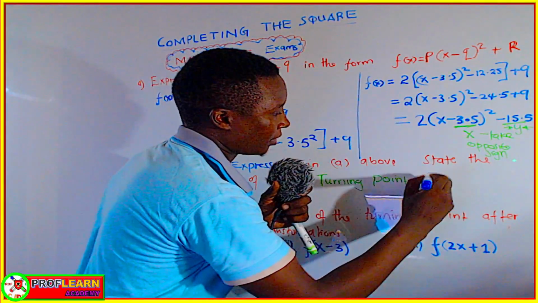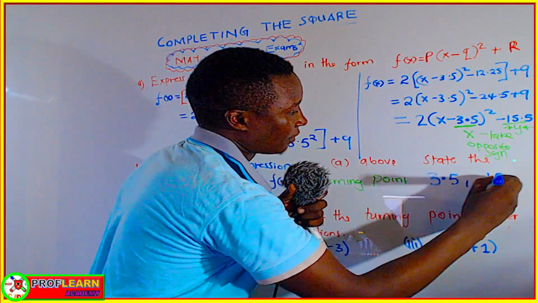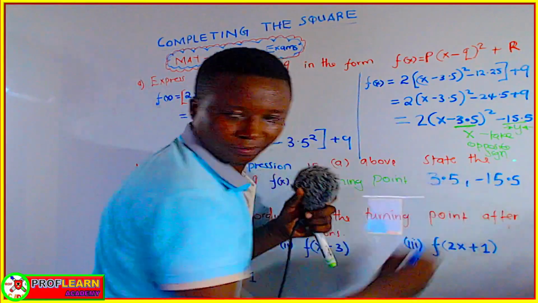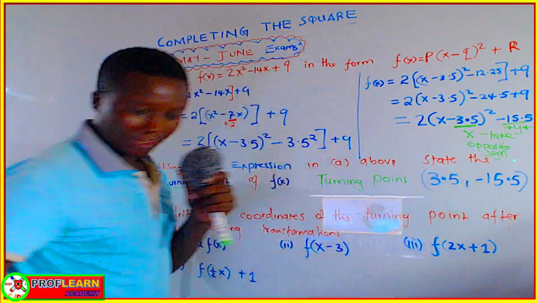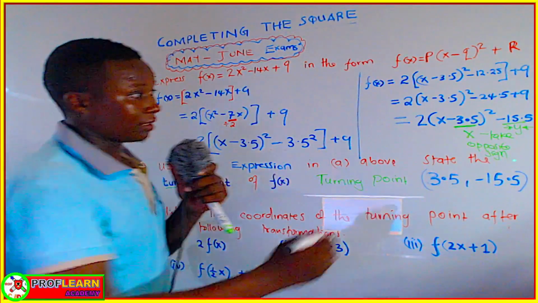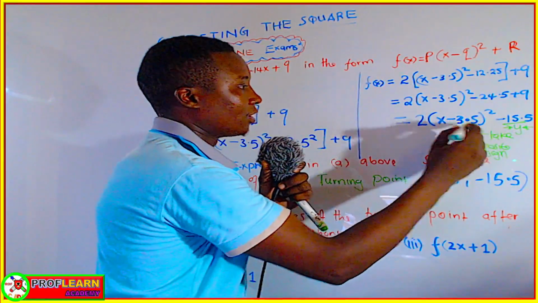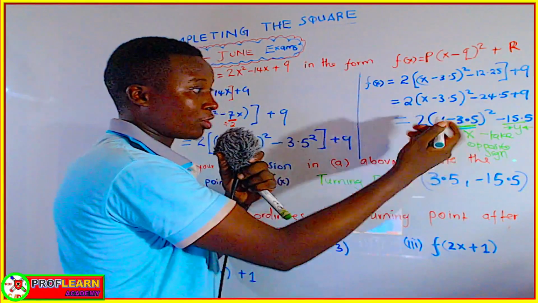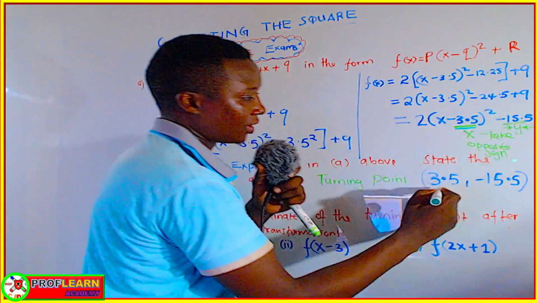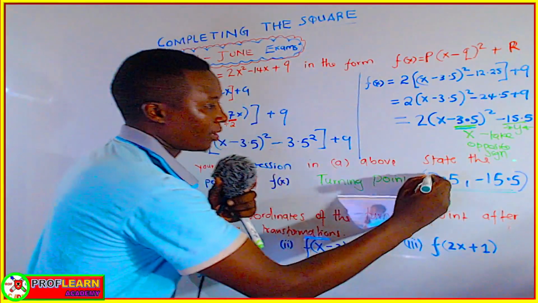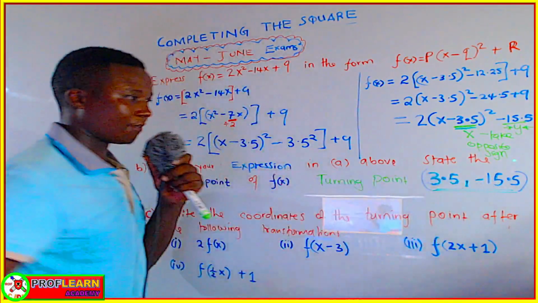The turning point is going to be 3.5, negative 15.5. 3.5, negative 15.5 as our turning point. And let me repeat, whenever you have reached this point, you pick the sign that is opposite to whatever is in the bracket, and that is going to give you the x coordinate. So meaning you are going to take the opposite sign, but this one you take the way it is. So that's why we are having 3.5 positive, negative 15.5.